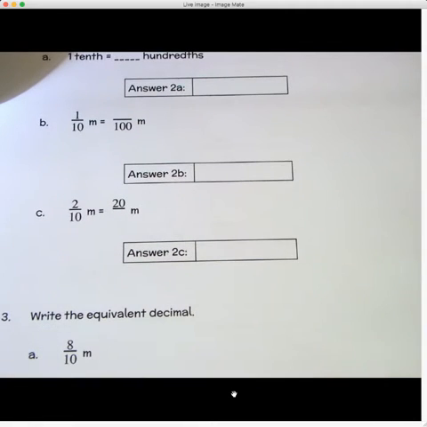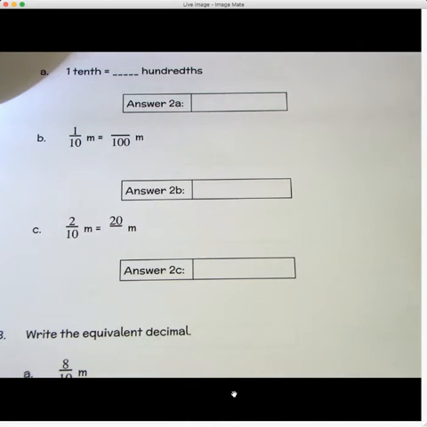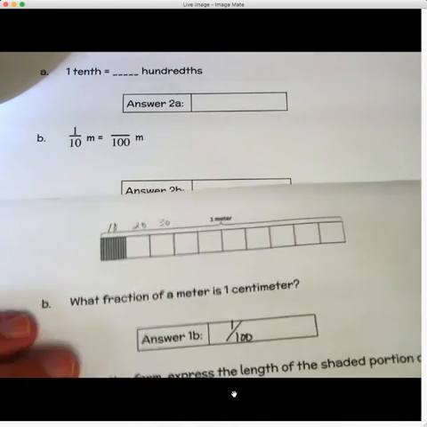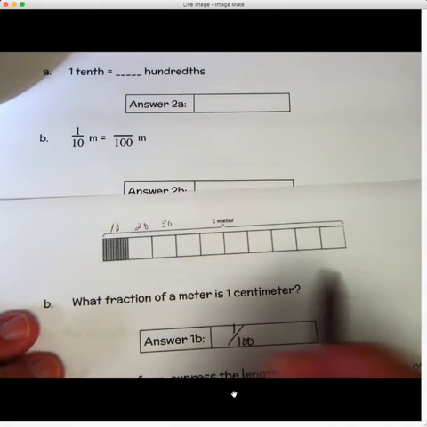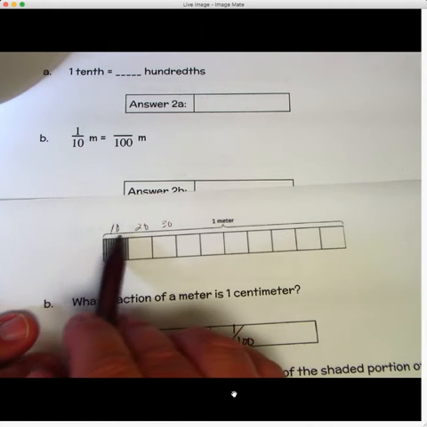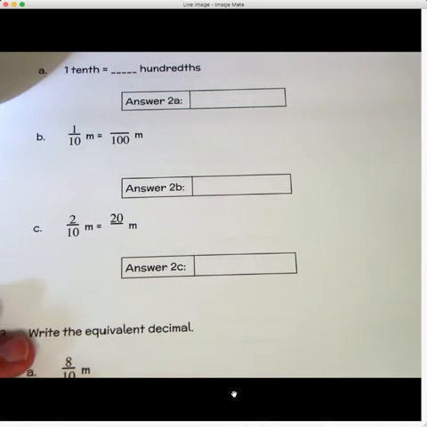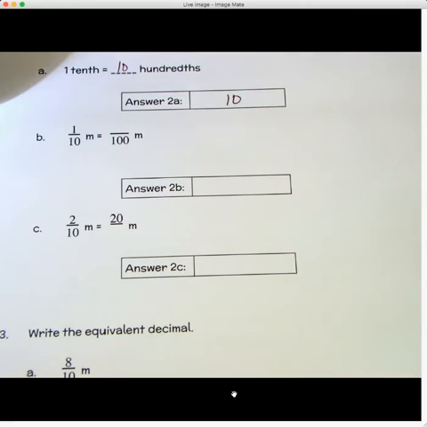1/10 is how many hundredths? Well, let's look back at our picture here. Here's 1/10, right? And how many hundredths does each box represent? How many? 10. 1/10 is the same as 10 hundredths. So 10 hundredths, put it in the box here.